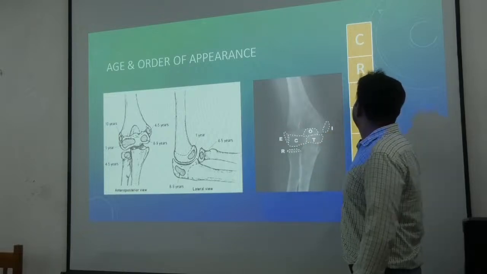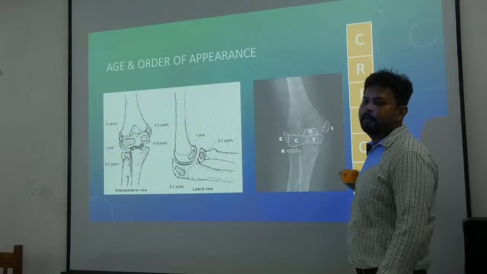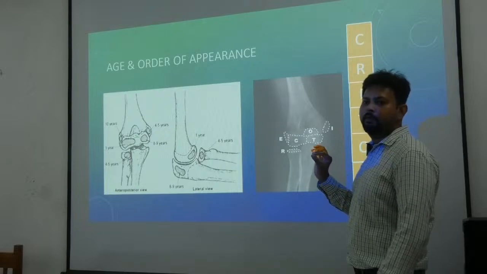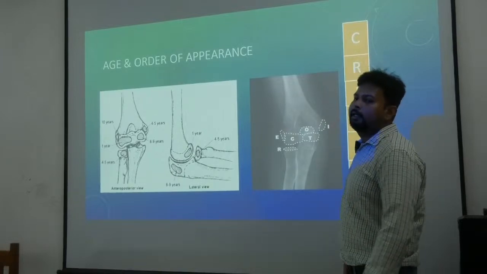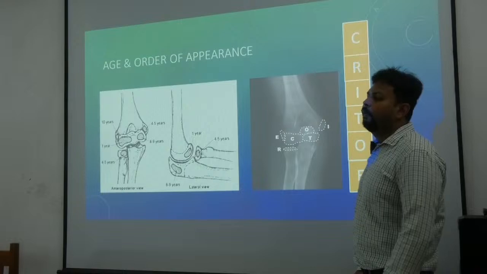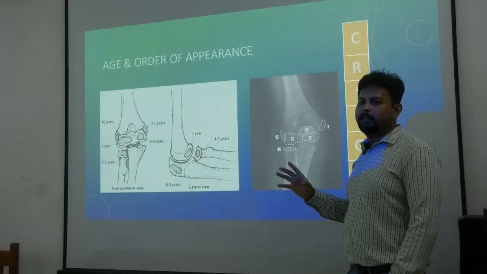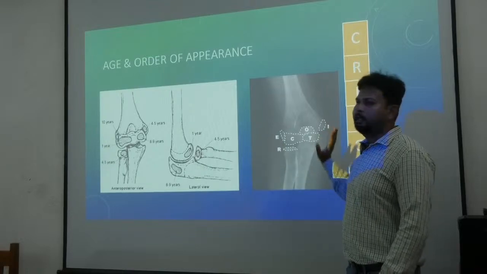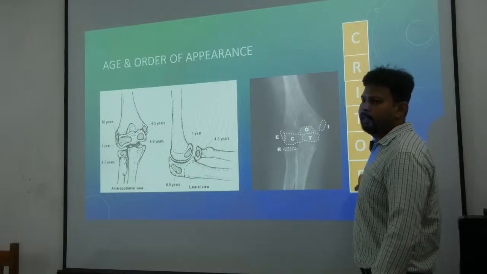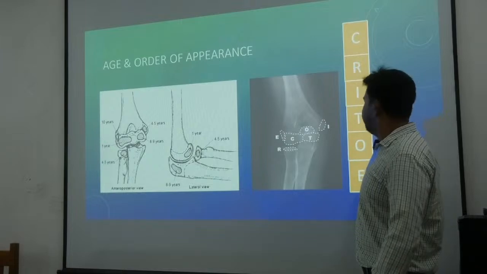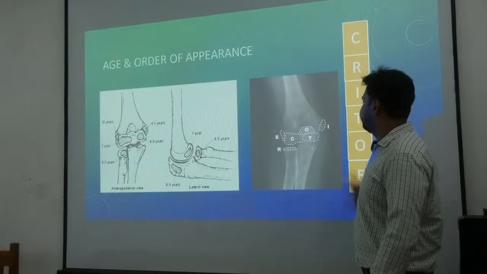So CRITOE, this is a mnemonic to remember the age of appearance of ossification centers. C is for capitulum, R is for radial head, T is for trochlea, O is for olecranon process, and E is for external epicondyle. External means lateral epicondyle. I is internal epicondyle, meaning the medial side, and E means the lateral side. Clear? So this is a mnemonic, nothing else.